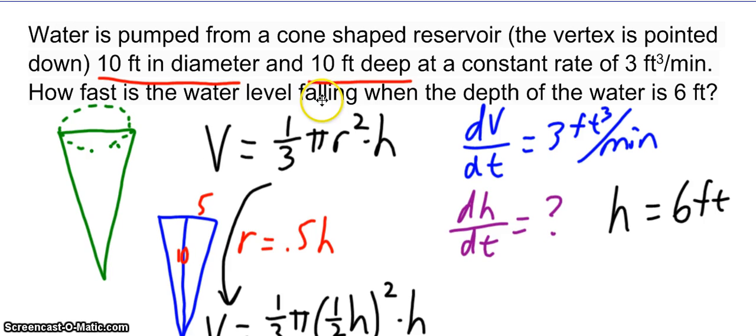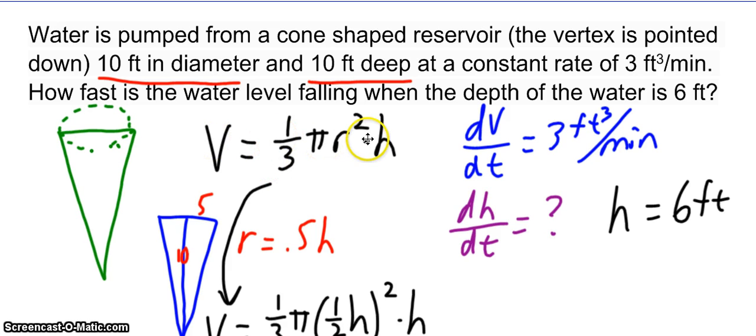How fast is the water level falling? That is dh/dt. So I'm trying to find dh/dt, and I'm trying to find it when h is 6. So again, h is not a constant here. h is a variable. This is just the instance when I'm trying to find dh/dt.